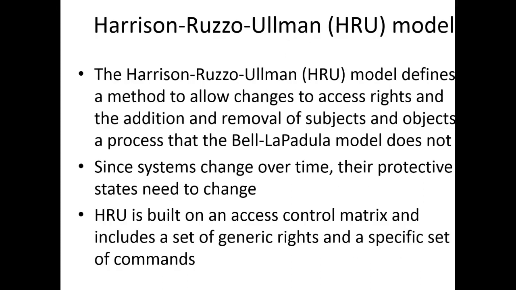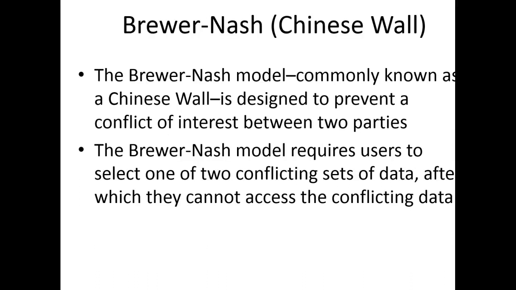Then we have the Harrison-Ruzzo-Ullman model, or HRU model, which defines a method to allow changes to access rights and the addition and removal of subjects and objects, something the Bell-LaPadula model doesn't do. Since systems change over time, their protective state needs to change as well. HRU is built on an access control matrix, and it includes a set of generic rights and a specific set of commands. Basically: create subject, create object, enter right X, delete it, destroy subject, and so on.